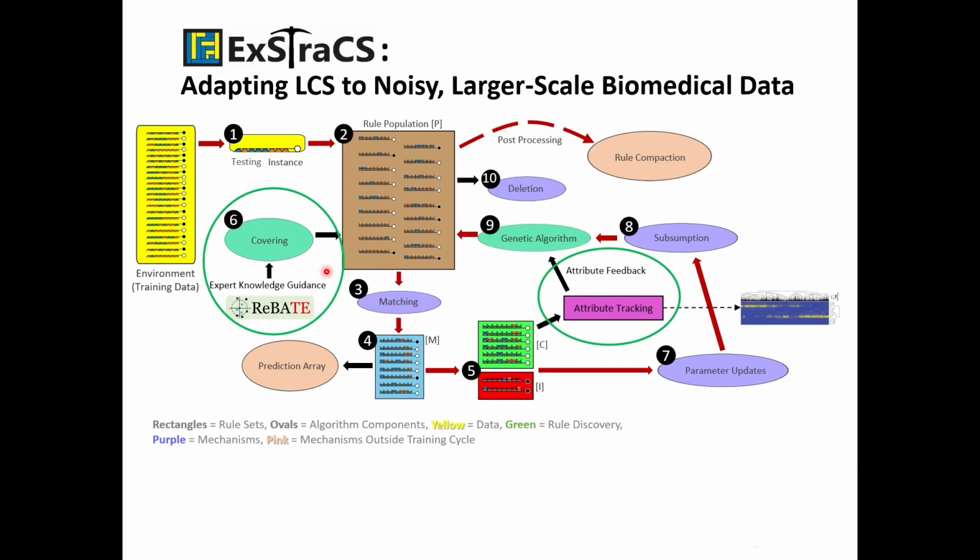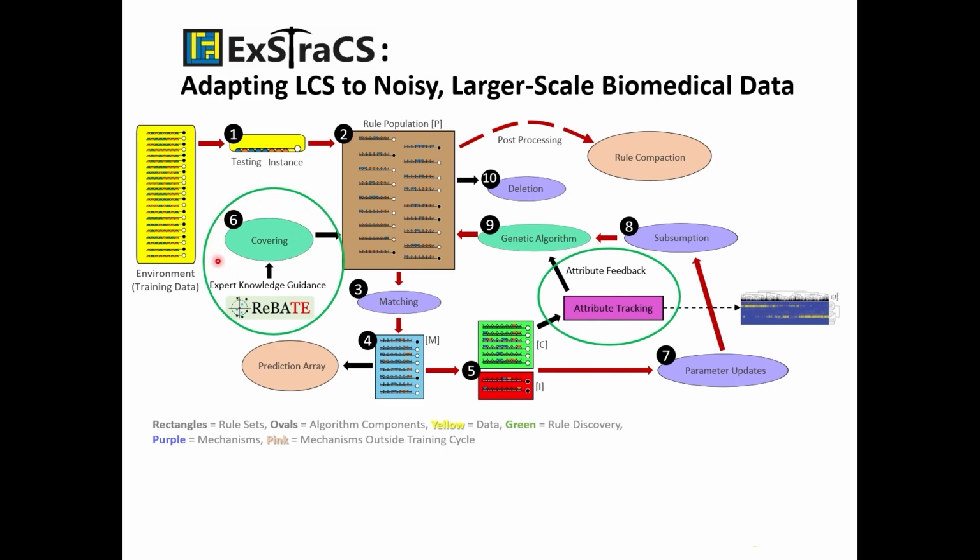The covering operator, which is responsible for initializing rules in the population, was adapted to allow for using expert knowledge guidance, as alluded to in some of our previous work. In particular, we used relief-based algorithms from our ReBATE software, which could quickly evaluate a dataset and rank features based not only on their univariate association with outcome, but their involvement in epistatic interactions with an outcome. By using this prior knowledge, we can initialize our rule population with rules that are more likely to be useful for predicting outcome.